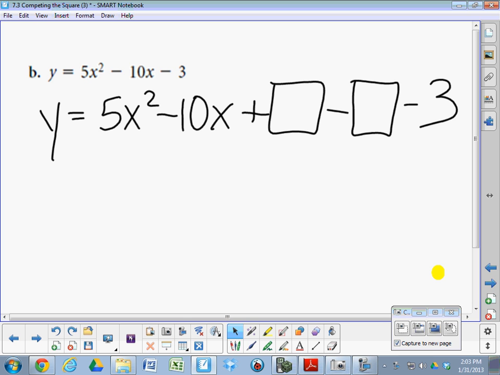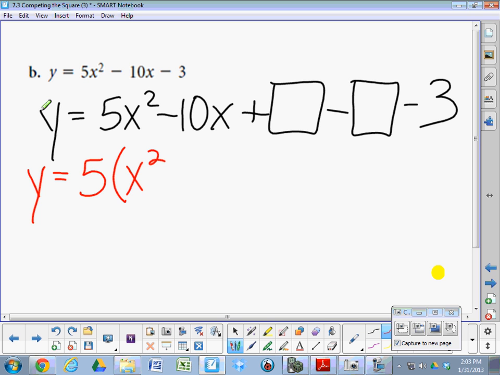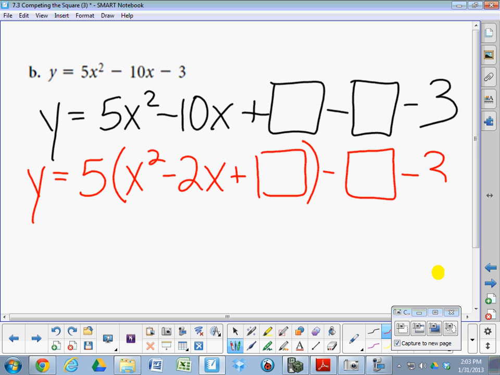So the next step we did in class in red, because it was like a red flag, like this is what's new about it. You take the 5 and you separate it from the x squared. When you do that, you're also separating it from the 10. So you have a negative 2x there. You're factoring a 5 away from 10, and since 5 times 2 is 10, that's where that little 2x comes from. Plus the box, minus the box, minus 3.